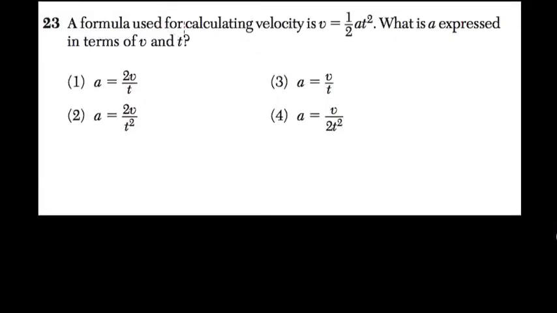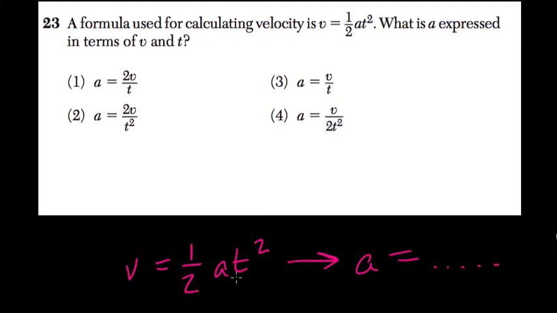A formula used for calculating velocity is v equals 1/2 at squared. What is a expressed in terms of v and t? So they want us to get an equation to turn it around. So it says something like a equals, and then we have our variables v and t. So we're solving for a in terms of the other variables. How do we do that?